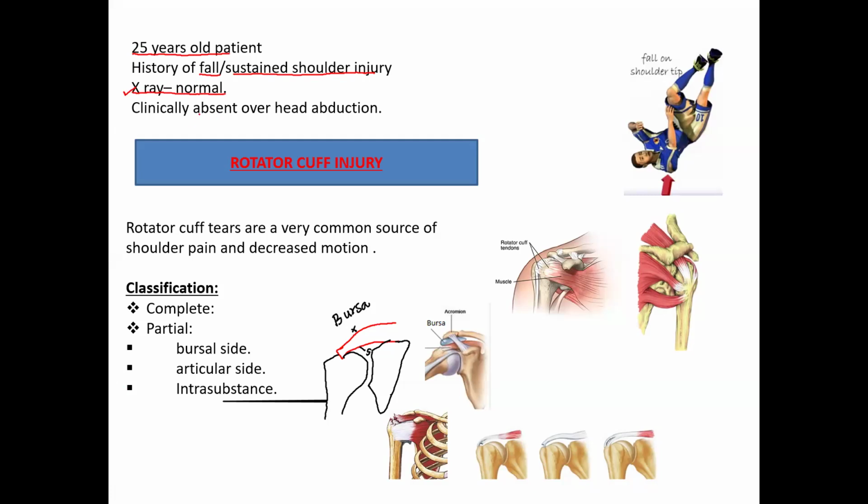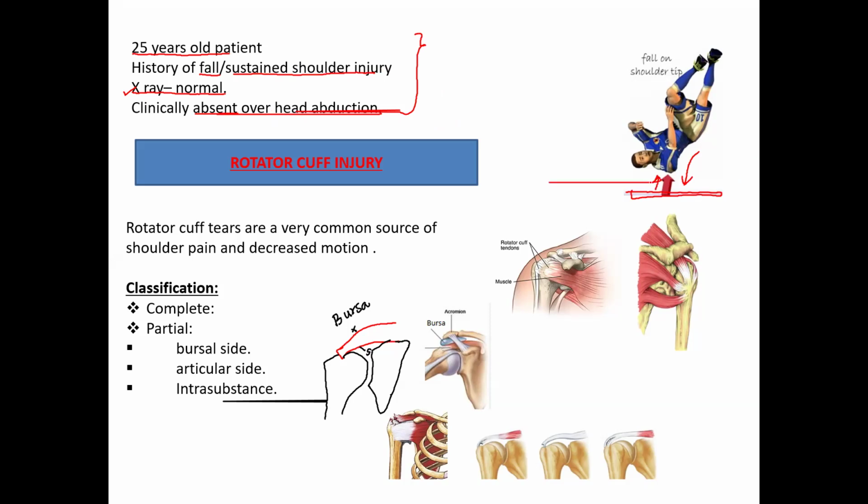But the patient complains of absent overhead abduction. Absent overhead abduction means the patient is having some problem with the muscles involved in shoulder abduction. So with this brief history, we can conclude that the patient has no fracture as such, but there is some soft tissue injury involving the muscles responsible for shoulder abduction. This is the mechanism of injury: a direct fall over the ground and contact with the shoulder. So it's a direct shoulder injury.